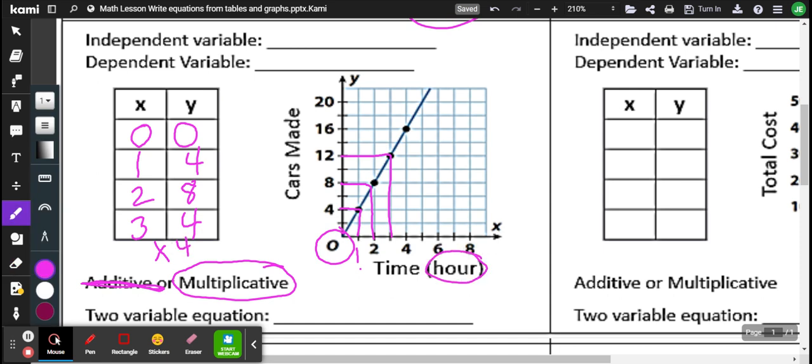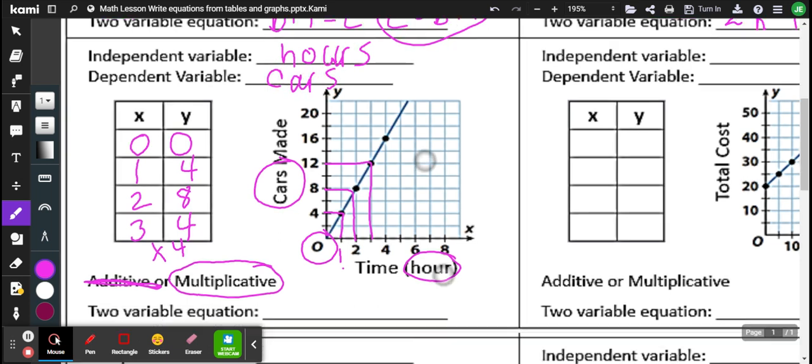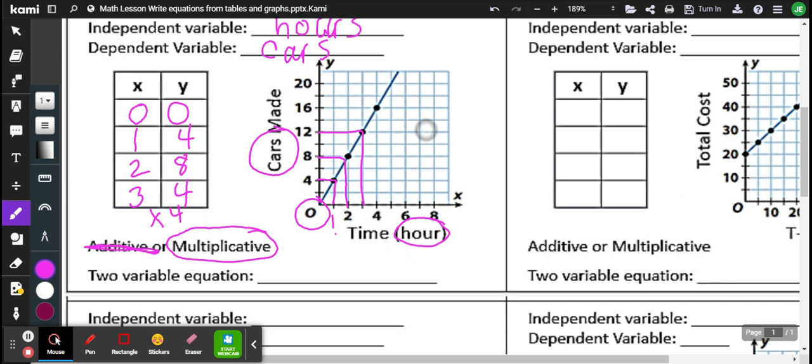We have hours for the input, and then cars made as the output. Hours and cars. So every hour is being multiplied by 4. And that's how many cars are coming out of the situation. But in linear equation format, we're going to write it as cars is coming from 4 times the hour. This meaning 4 every hour.